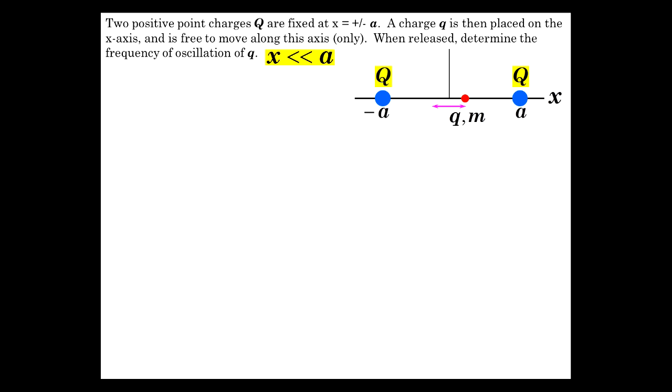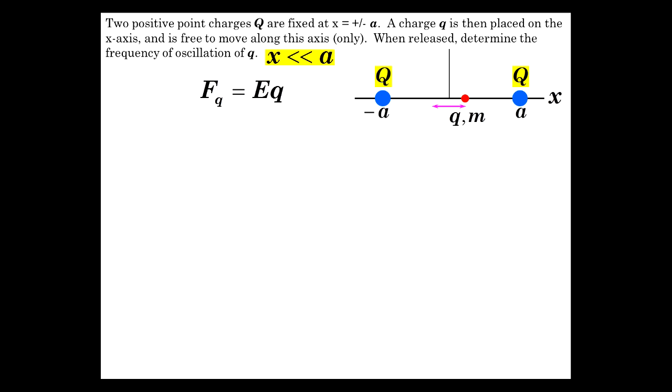And one of the reasons for this, you can probably figure out, if we go really close to one or the other of the fixed charges here, the dominant force is going to be from that charge, and it's an inverse square law, and it's just going to change the nature of the problem. But we're going to use the binomial theorem to get a good solution for this problem when x is much less than a. So let's figure out the frequency of oscillation.